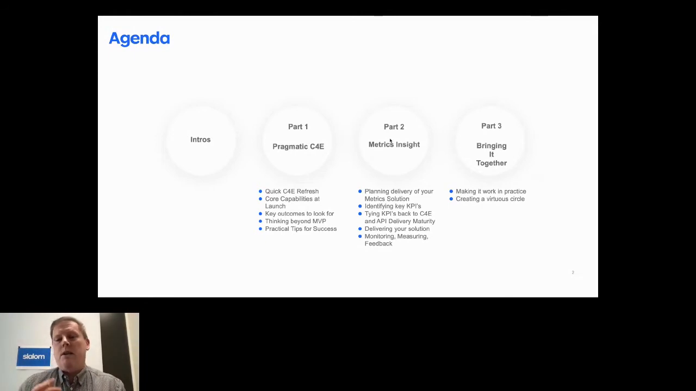I'll then move on to talking about metrics insight and how you can plan some of the metrics and insights into your MuleSoft platform, and particularly your C4E, that you can start to monitor and measure over time that will make your C4E a capability enabler for your organization. And lastly, I'm going to just bring that together through some examples of how you can use those insights to drive value into your C4E.